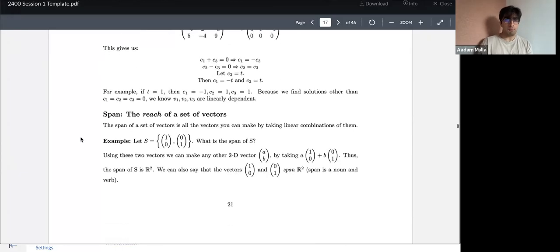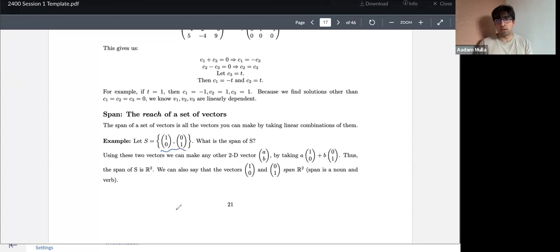The span of a set of vectors is basically the reach. It's all the vectors you can make with those vectors. You think of these vectors as building blocks. So let's say we have a vector set in the vector space R2: 1, 0 and 0, 1. The question is, what is the span of S? That's asking, when I take linear combinations of these vectors, what vectors can I make?